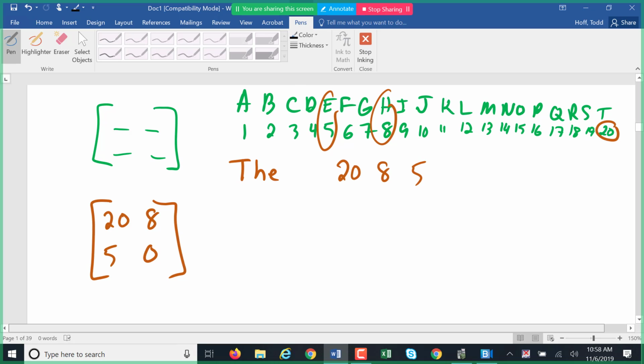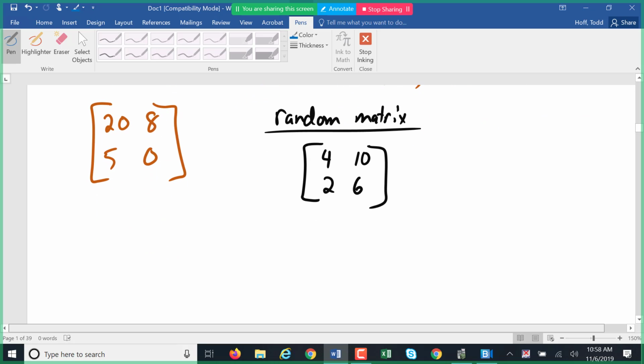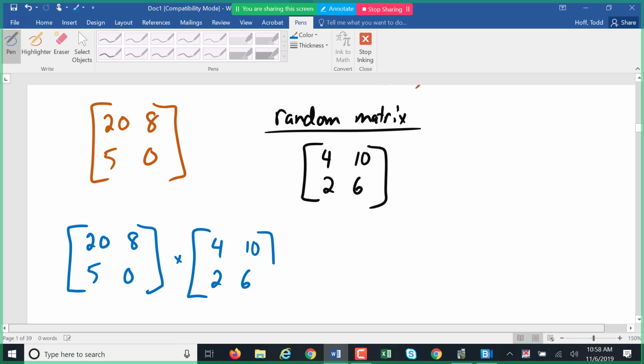Now I am going to pick a random matrix, but a random invertible matrix. So the invertible matrix might be 4, 10, 2, 6. And I'm going to use that matrix to encode this. I do it by multiplying the word matrix by my encoding matrix.